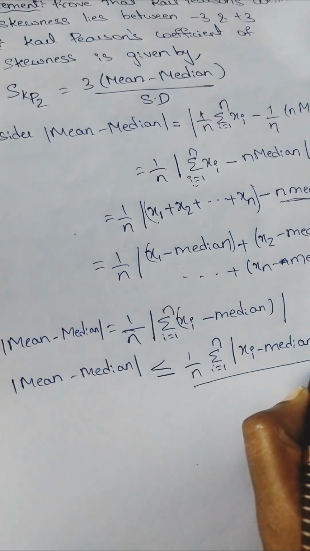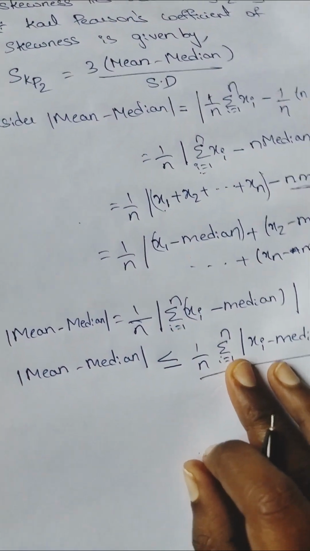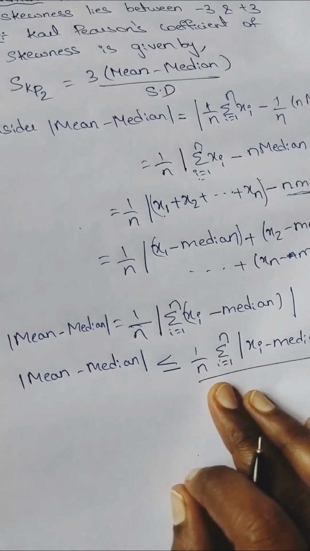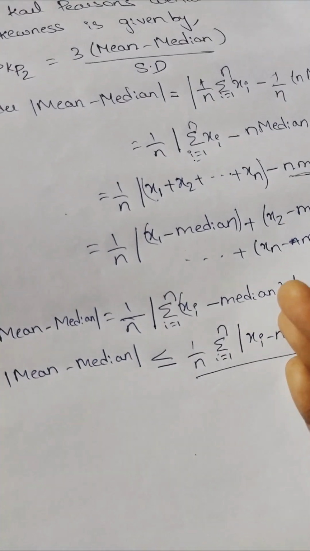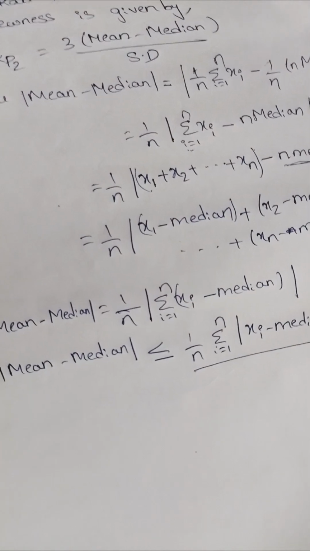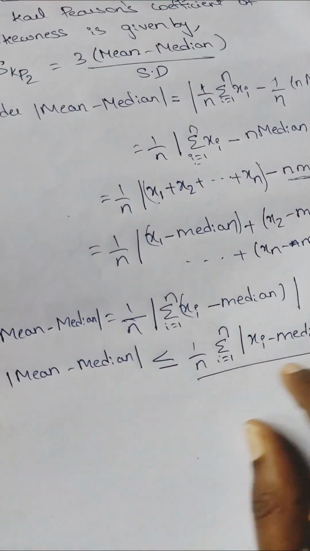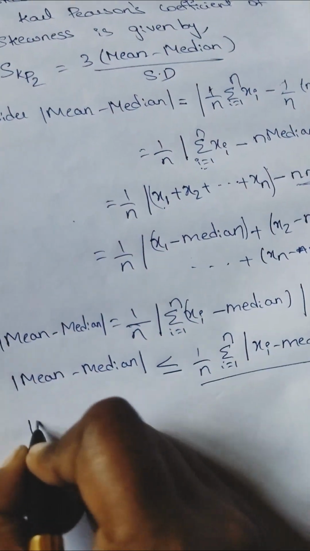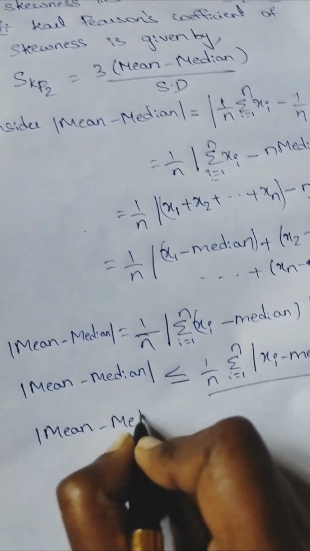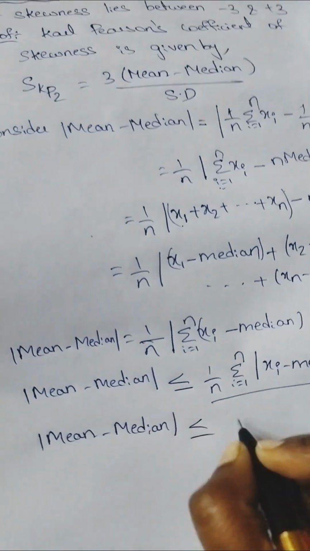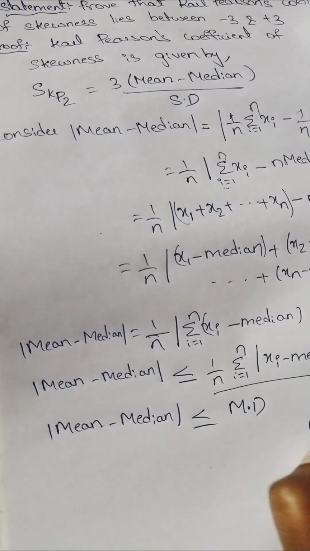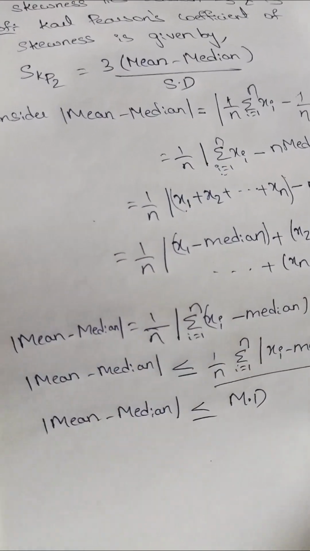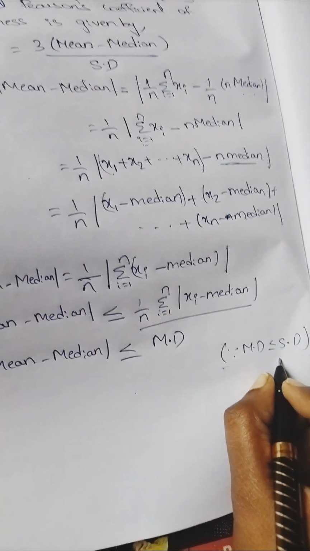Now what does this formula represent? This formula represents the mean deviation. The mean deviation formula is xi minus median; you can take mean deviation about median, or mean deviation about mode also. Here we have median, so it represents the mean deviation, MD. And we have a note point: the mean deviation is less than or equal to standard deviation.